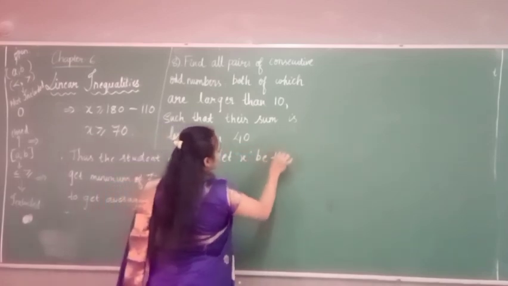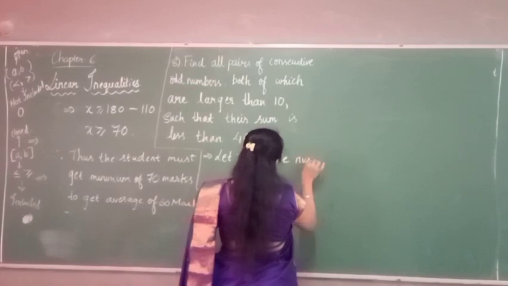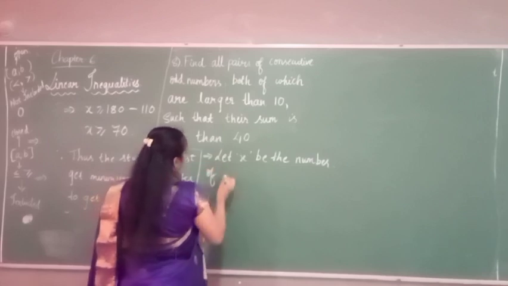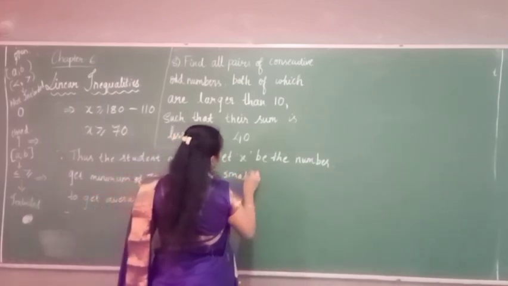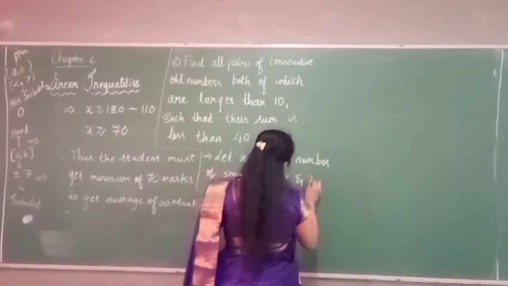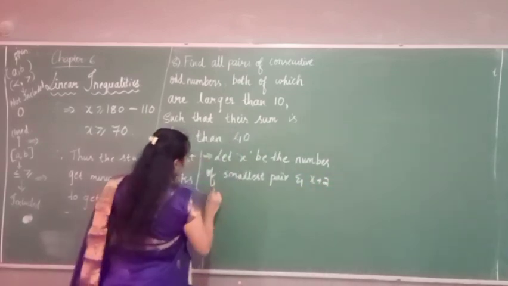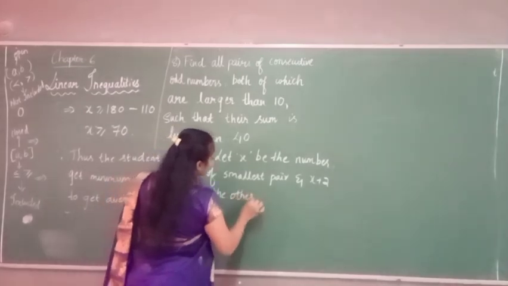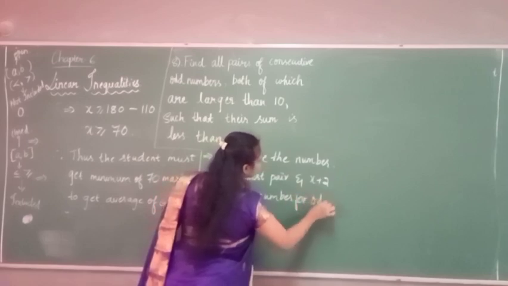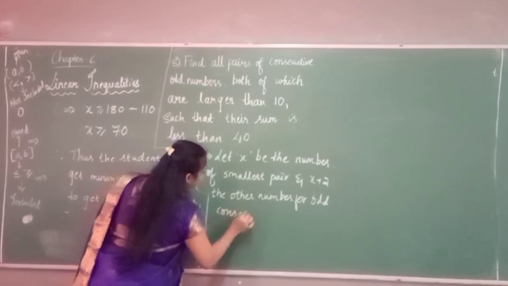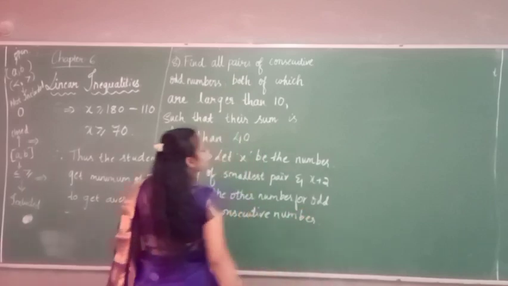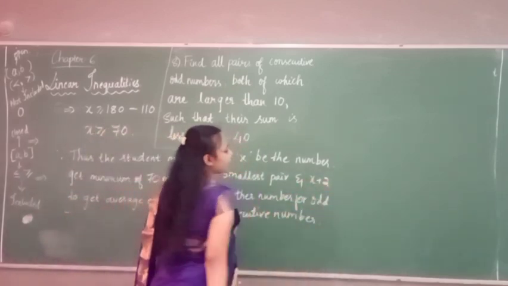let x be the number of the smallest pair and x plus 2 the other number for odd consecutive numbers. So here x I have considered and the next term I have considered as x plus 2.